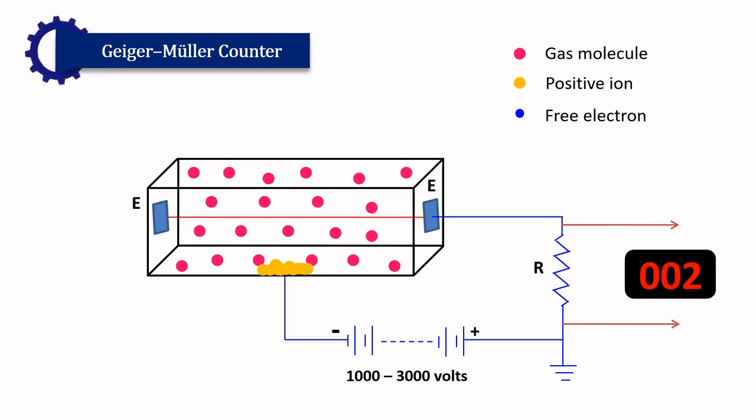Here, I just show the process of detection again. Subsequently, we discuss some important factors involved in the GM counter.